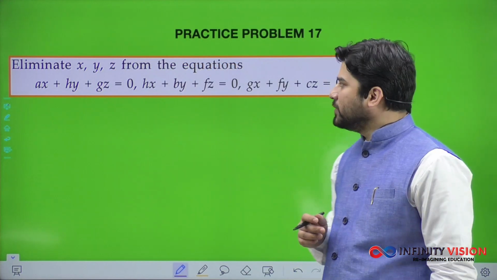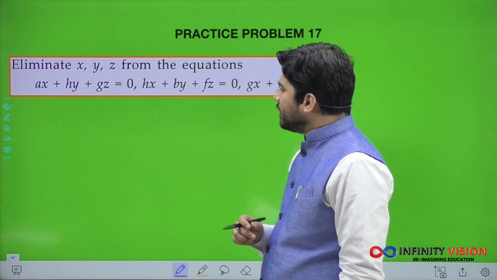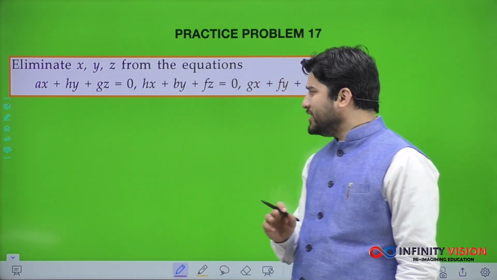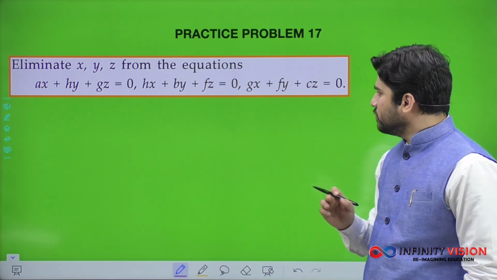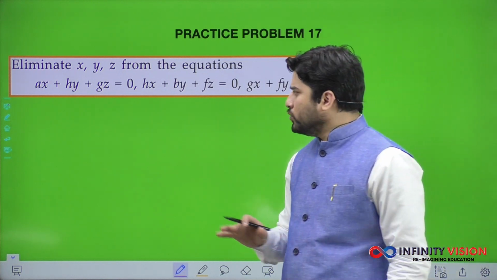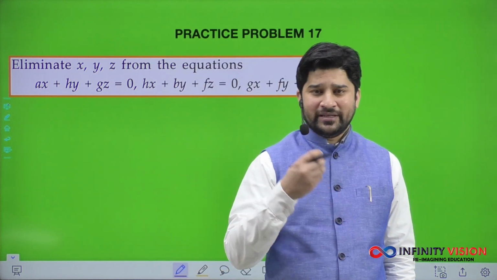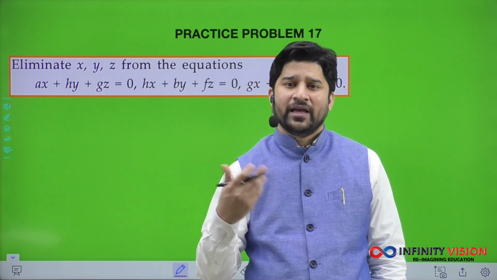Let's solve this problem. That is practice problem 17. The question reads, eliminate x, y, z from the equations ax plus hy plus gz equals 0, hx plus by plus fz equals 0, and gx plus fy plus cz equals 0. Now, the question is somehow exactly the same. In the previous question, they gave us the eliminant. In this question, we have to find the eliminant.